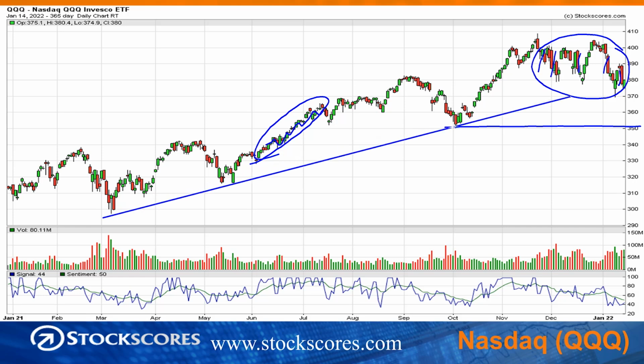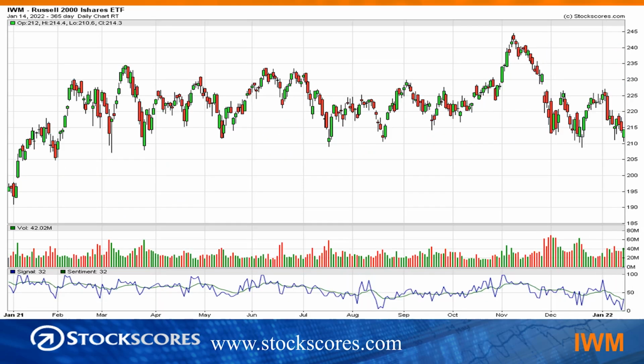However, our upward trend line is right there, which is where we're holding so far. And as long as we hold that, we can say we're still in an optimistic pattern. If we break down, then we're probably headed toward that 350 level on the QQQ.